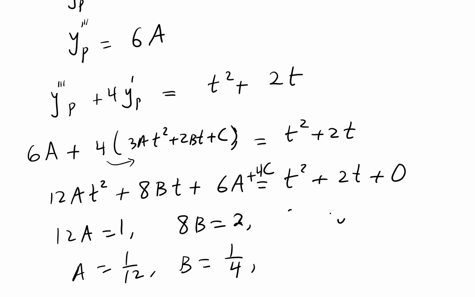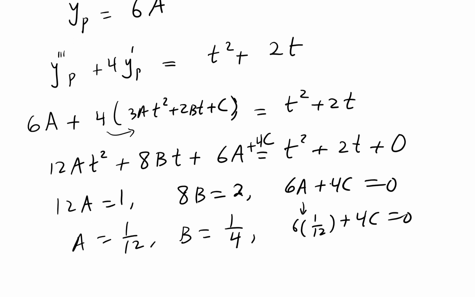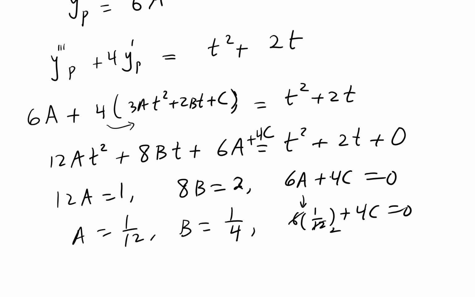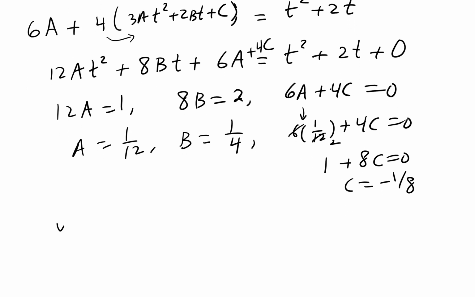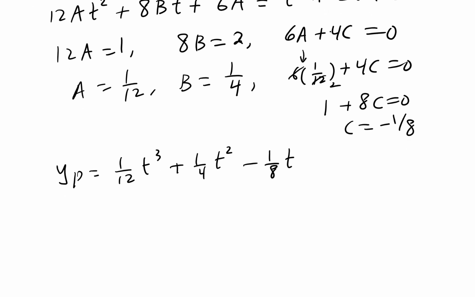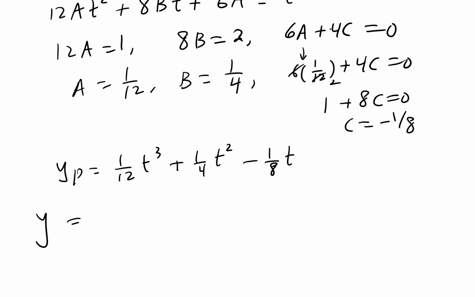So here we got 6a plus 4c equals 0. But we found a, so from here 6 times 1/12 plus 4c equals 0. That's 1/2. Multiply everything by 2 and solve for c. c is negative 1/8. By finding these, then the y particular would be at cubed, bt squared, and ct. And from this and the y complementary, we can get the solution for y.